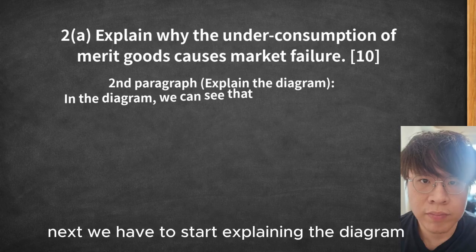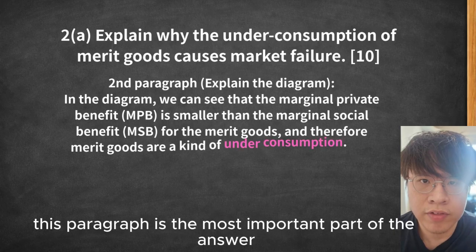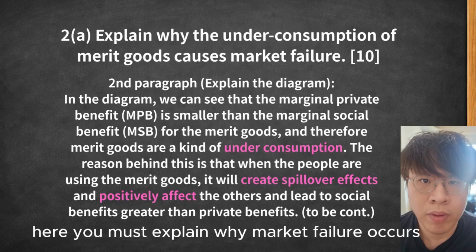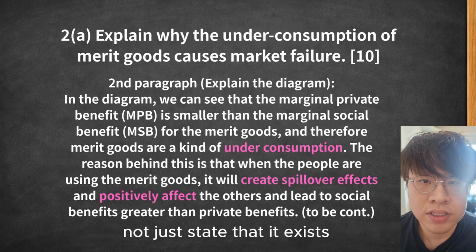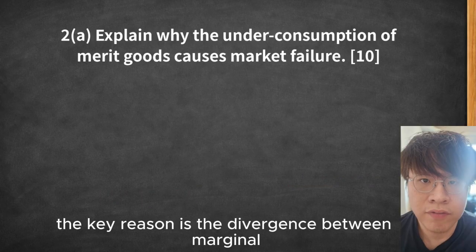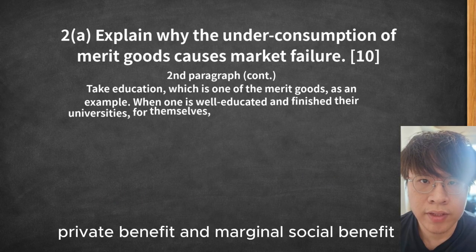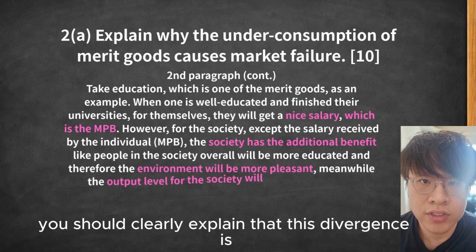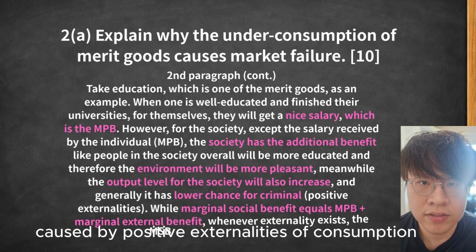Next, we have to start explaining the diagram. This paragraph is the most important part of the answer. Here, you must explain why market failure occurs, not just state that it exists. In this question, the key reason is the divergence between marginal private benefit and marginal social benefit. You should clearly explain that this divergence is caused by positive externalities of consumption.